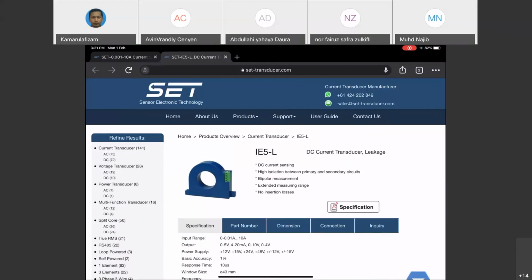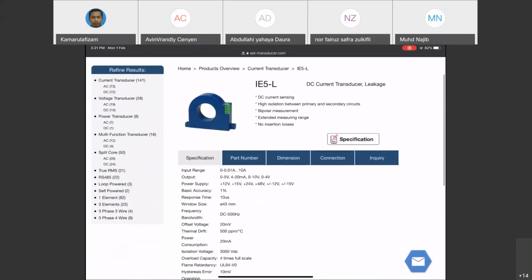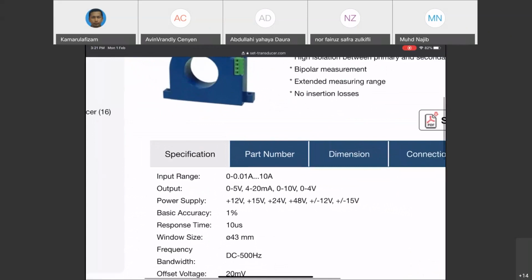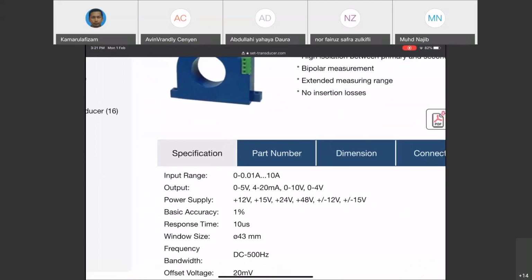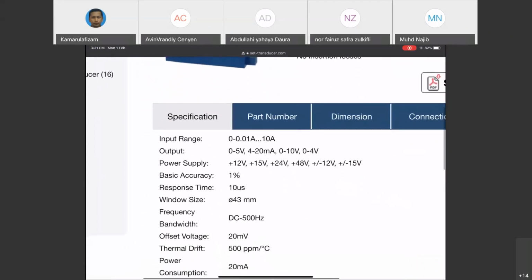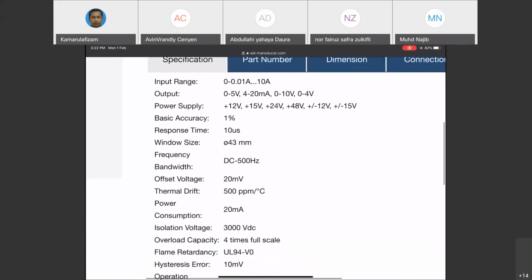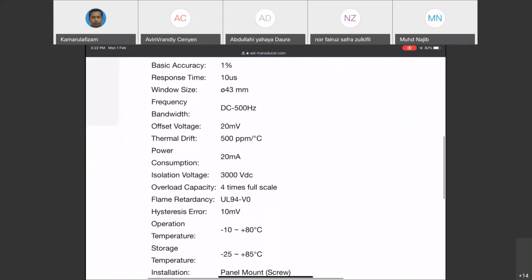All right. Now I'm looking at the current sensor. Okay. We have a good input range here at 0.01. Okay. The output is 0 to 5 volts. This is analog output. Okay, and then of course the power supply can go to that point. All right, input range is okay, response time is okay, frequency 500 Hz, offset voltage, power consumption, isolation, hysteresis error.